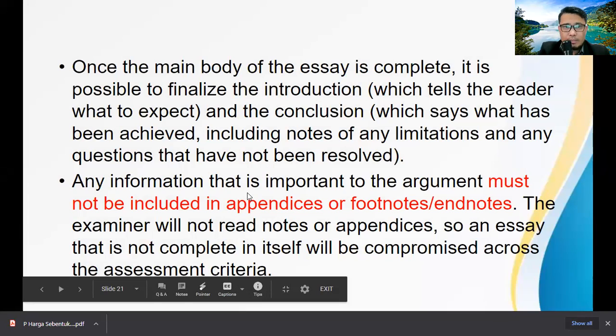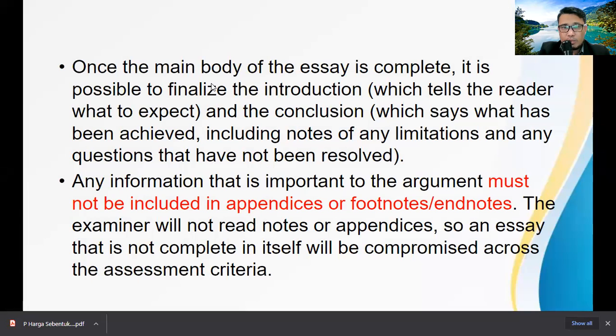Right. So once the main body is complete, it is possible to finalize the introduction. As I have mentioned, you can write the outline of the introduction and leave it there, as long as you still remember why you chose the topic and the research question, and then come back once you have found the answer to your research question, and then complete or finalize the introduction.